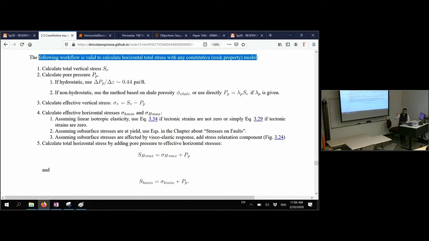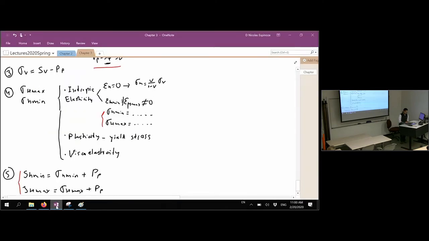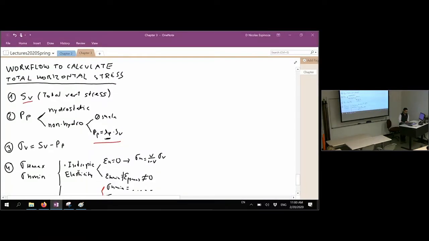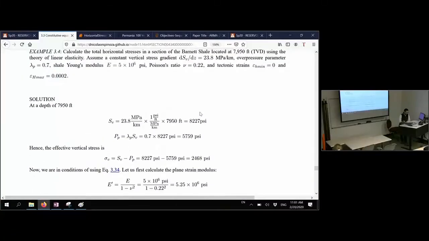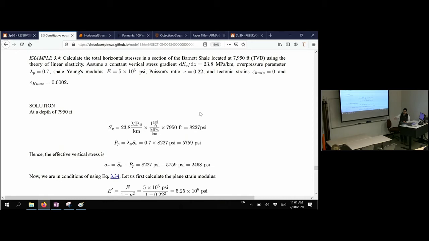First of all, I updated the notes, and I added a few things that weren't there on Tuesday. Yesterday I updated them, and I added this workflow that we saw in class. If you remember, this is a general workflow to calculate horizontal stress, and I put it on the website so you can access it anytime. If you apply this workflow, you will get to a solution similar to the one I show in this example, and the typo is right here.